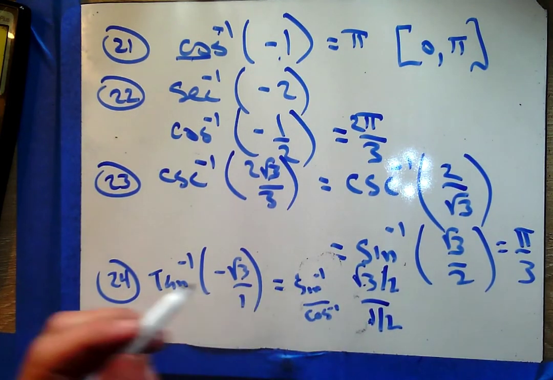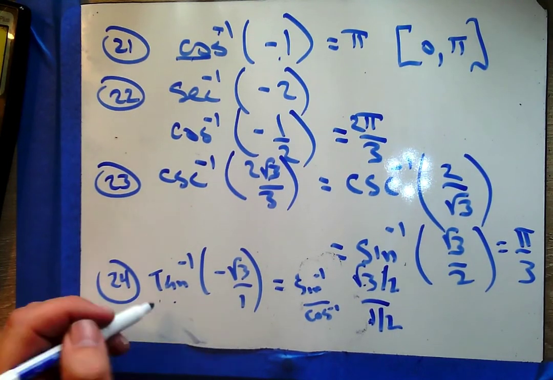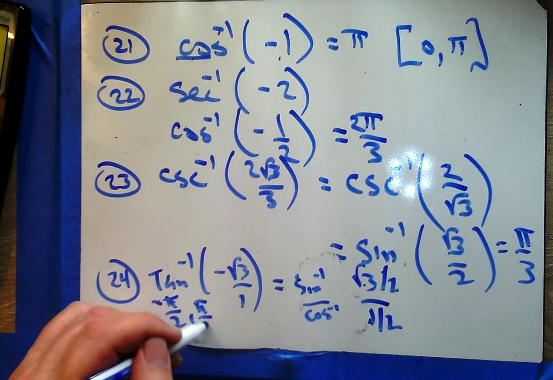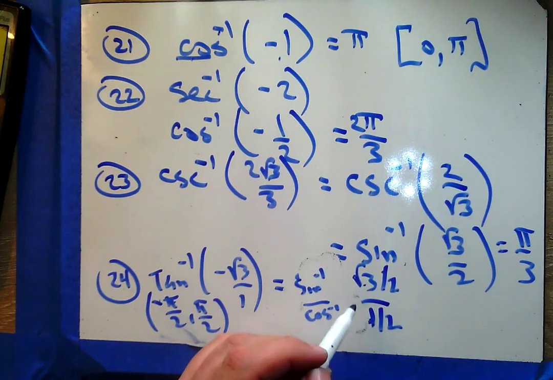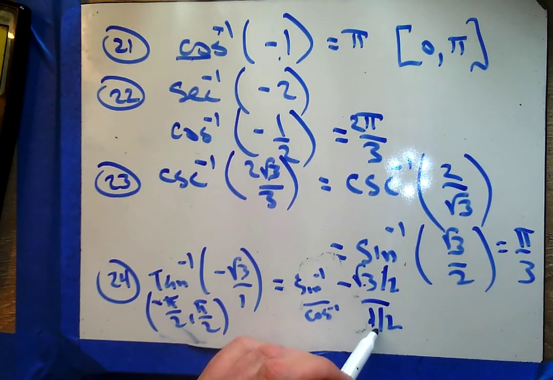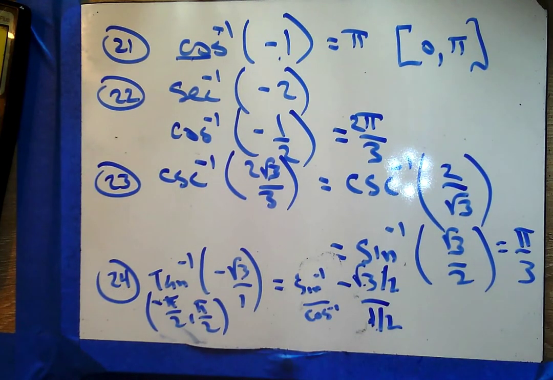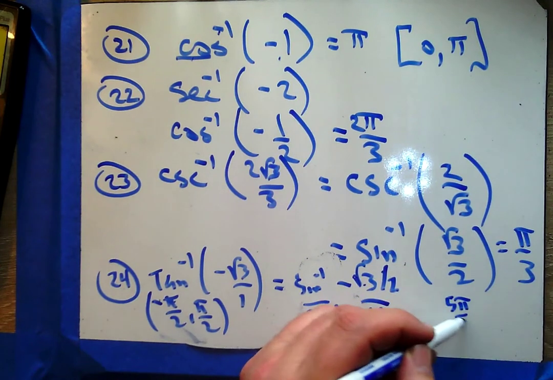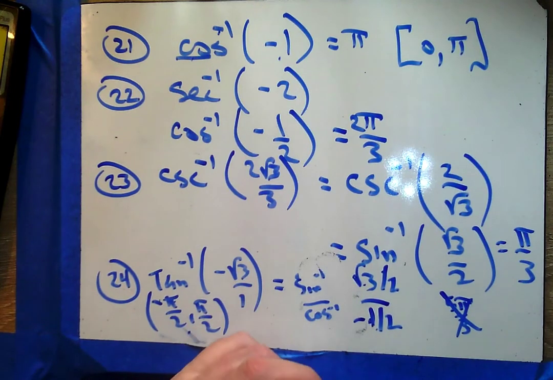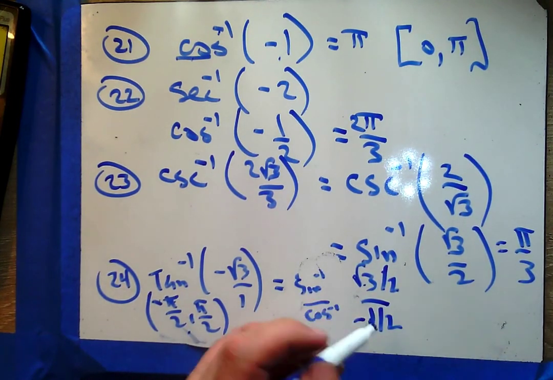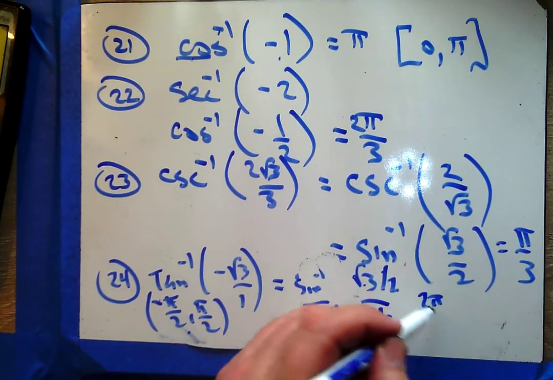It kind of matters. What's the restriction for inverse tan? -pi over 2 to pi over 2. So we're looking for an angle in there. Now, I know that this one negative and this one positive would take place in quadrant 4, and that would be 5 pi over 3. But that's outside our restriction. So I'm going to have to put that negative here. And now I'm thinking about something in quadrant 2, and that's going to be 2 pi over 3.